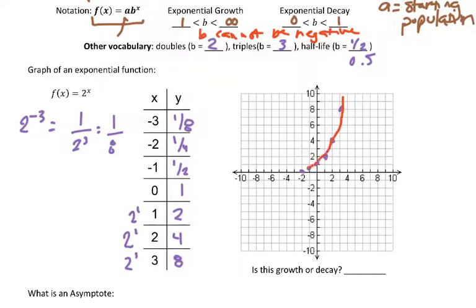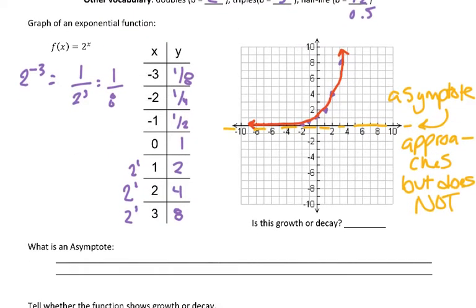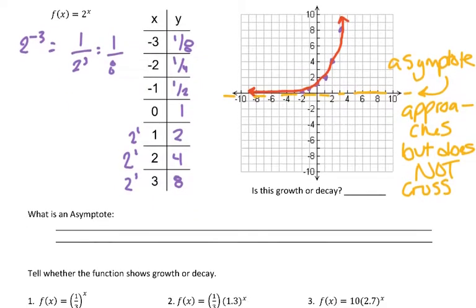So, as you can see, what happens is that it actually goes closer and closer to 0, but it never actually touches that. And so that actually is what we call an asymptote. So there's this place that it approaches, but it does not cross. All right, so that's our asymptote there.